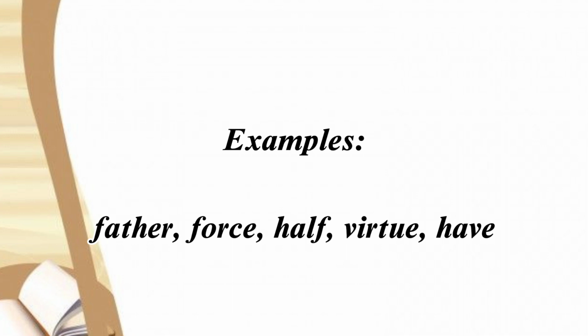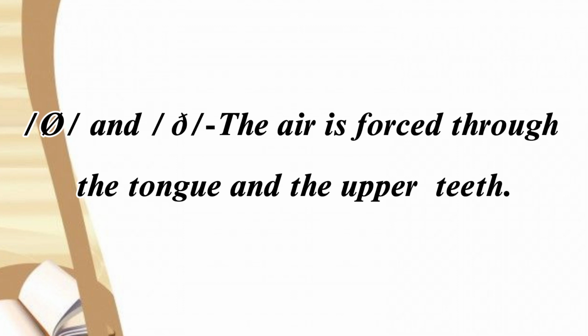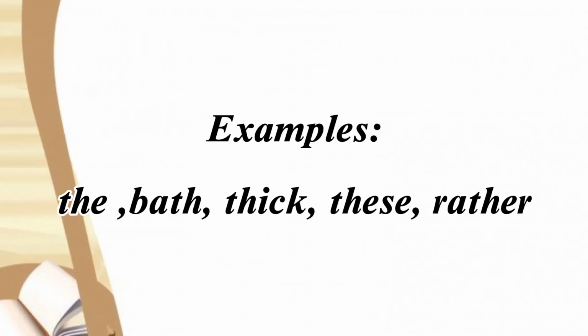Next is the th and the d. It represents the th sounds. The air is forced through the tongue and the upper teeth. Examples: the, bath, thick, these, rather.